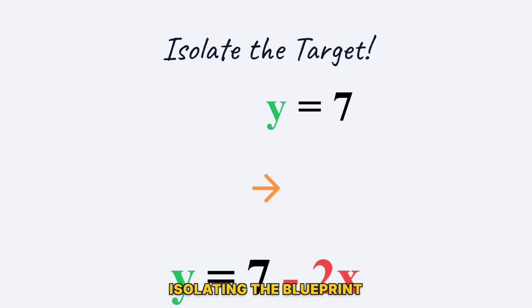Let's isolate our target. We take equation 2, 2x plus y equals 7. To get y completely by itself, we kick the 2x over to the other side by subtracting it. This gives us our brand new blueprint formula, y equals 7 minus 2x.